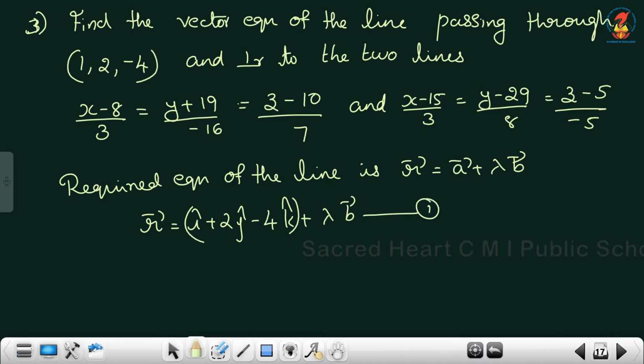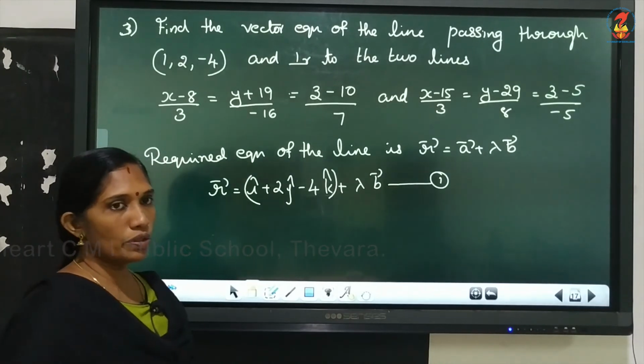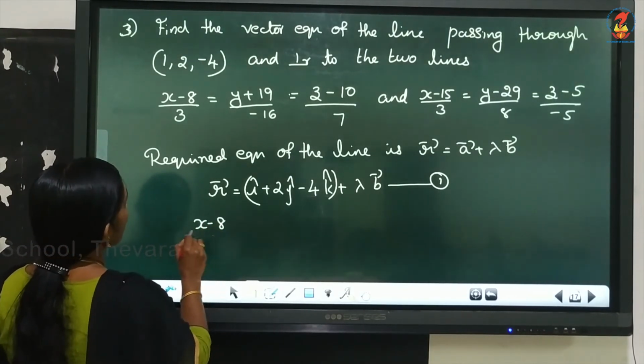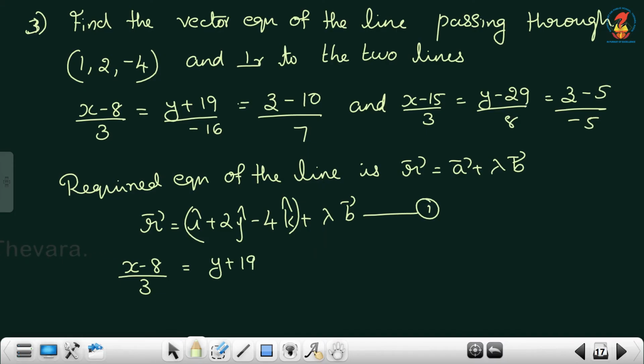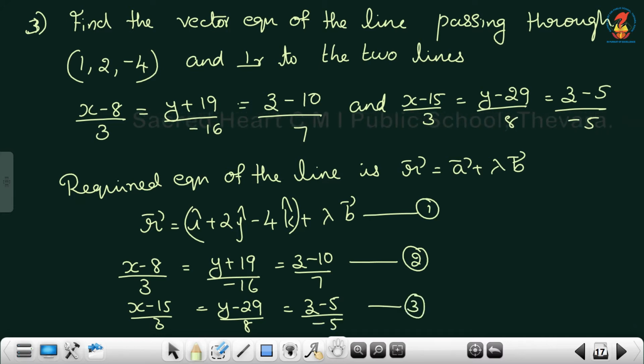So for that, it is given this line is perpendicular to two other lines. If two lines are perpendicular, then a1 a2 plus b1 b2 plus c1 c2 equals 0. That condition we can apply. So the second line is x minus 8 by 3, z minus 10 by 7. This is equation 2. And third one, y minus 29 by 8, z minus 5 by minus 5. So 1 is perpendicular to 2.